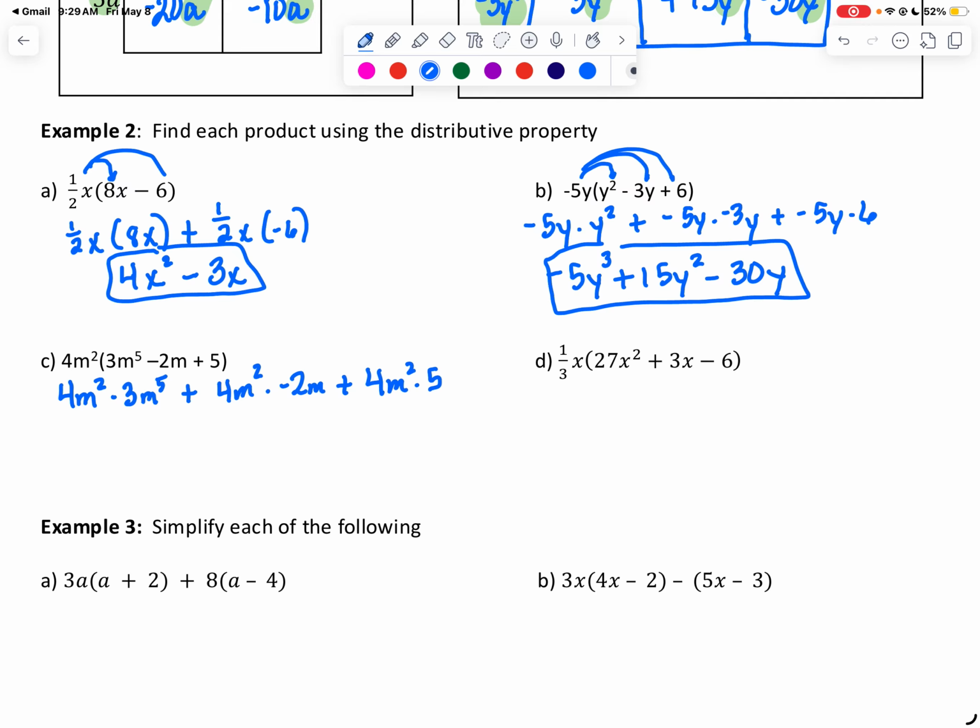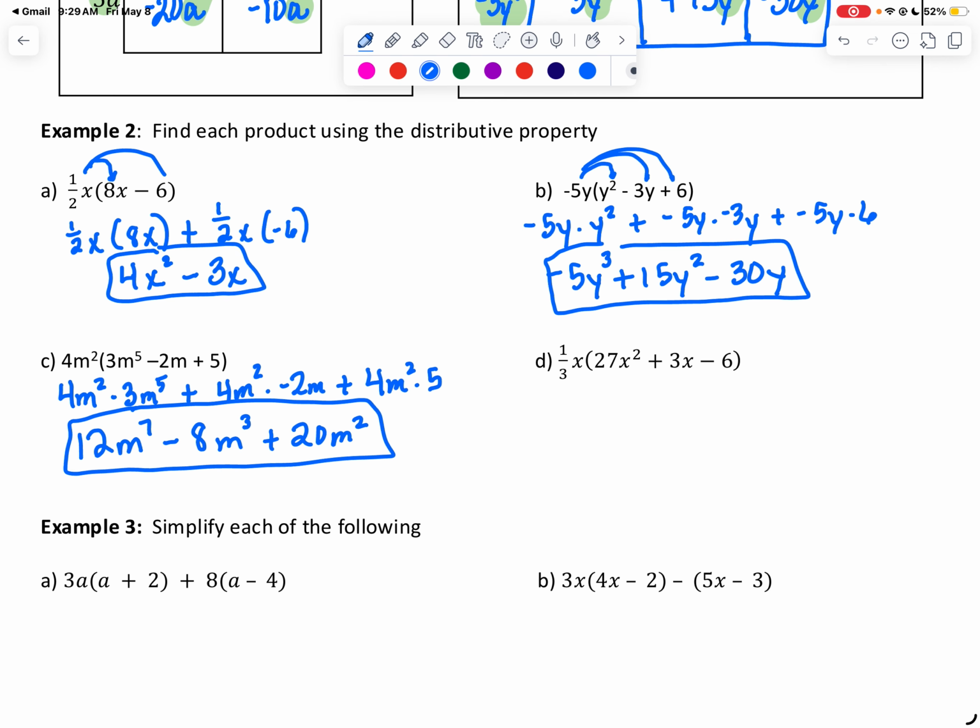When I simplified that, 4 times 3 is 12. M squared times m to the 5 is m to the 7. Remember, to multiply like bases, you add the powers. 4m squared times negative 2m is negative 8m to the 3. And then 4m squared times 5 is positive 20m squared. If you got any part of that incorrect, pause the video at this time and fix it before moving on to problem D.